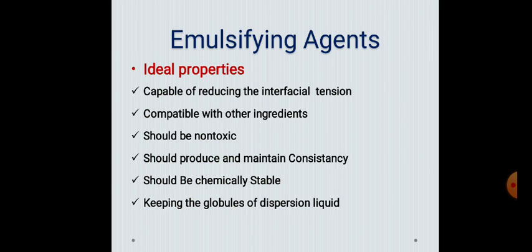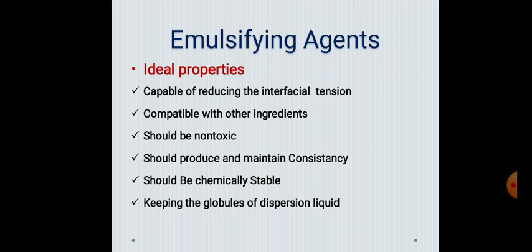The main excipient in the formulation of emulsion is the emulsifying agent. The emulsifying agent reduces the interfacial tension between the two phases, that is the oily phase and the aqueous phase, and thus makes them miscible with each other and forms a stable emulsion. Emulsifying agents are also known as emulgents or emulsifiers.